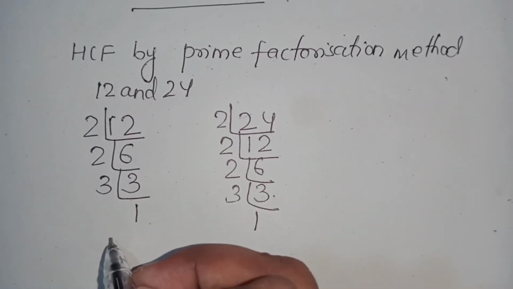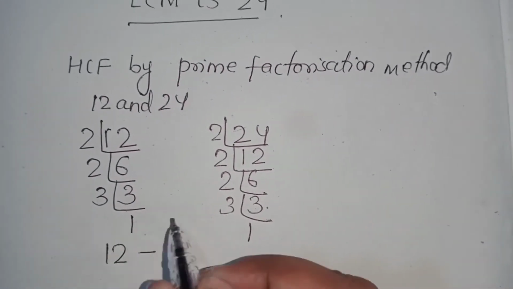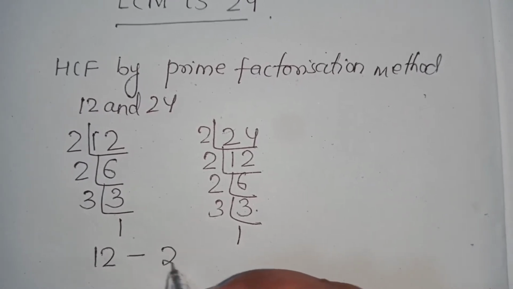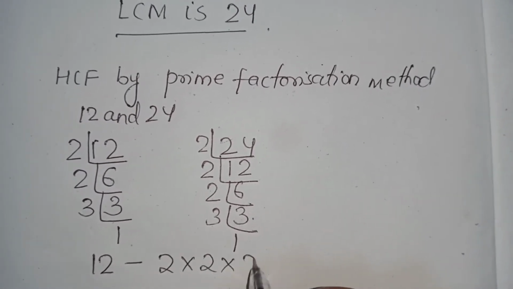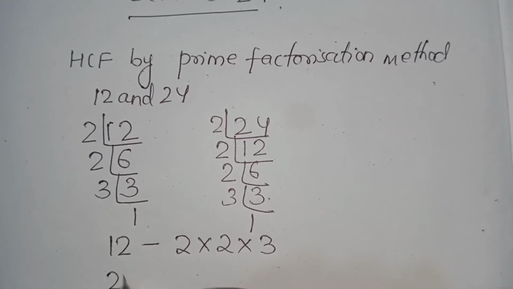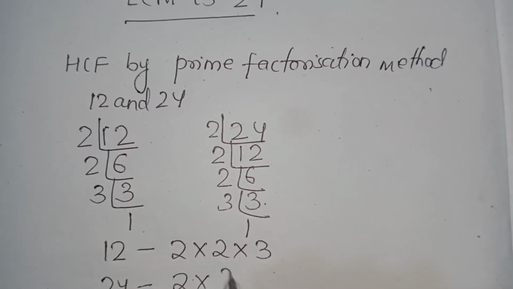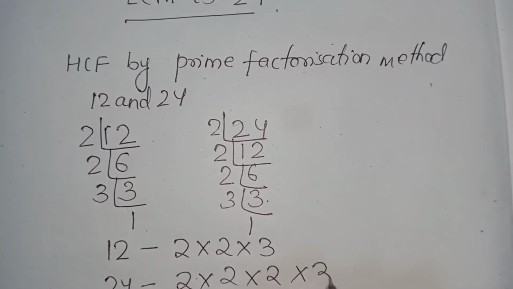Okay, so now we will write here 12, and we will write the prime factors we have got for the 12. 2 into 2 into 3. You have to write in this way. And for 24, what we have got? 2 into 2 into 2 into 3.